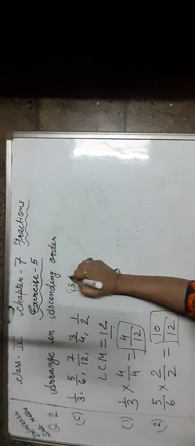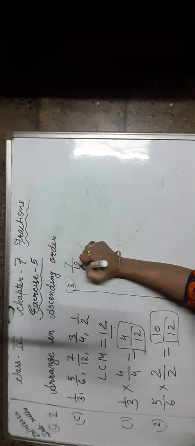Let us take third fraction, that is 7 upon 12. So how much multiply in 12 to get 12? It's one time and we'll get 7 upon 12.